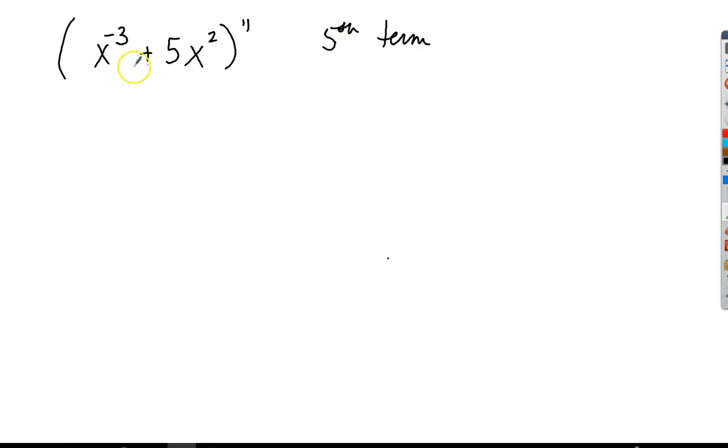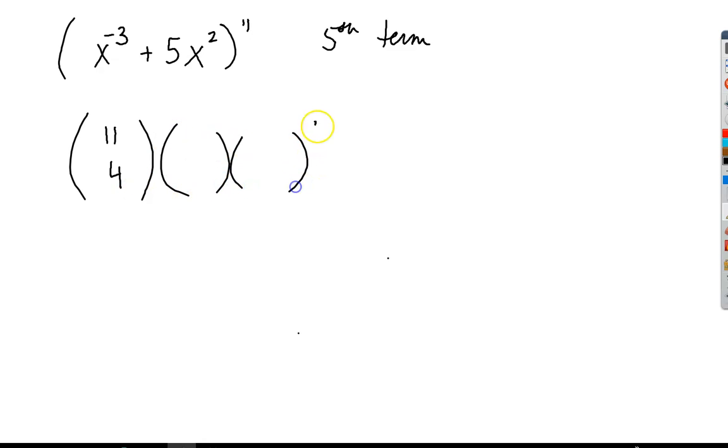So let's see what happens when they're both x's, but because they're different powers, you couldn't combine like terms beforehand. So if I wanted the fifth term, I would start out with 11C4. Second would be to the fourth. Add up to 11 would be to the seventh. I'd put my x to the negative 3 here and my 5x squared here. Okay, 11C4 is 330.